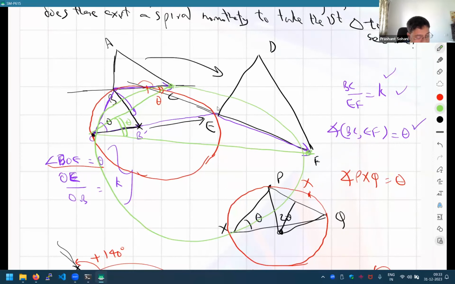So where these two circles intersect, but the thing is they could intersect in more than one point, right?